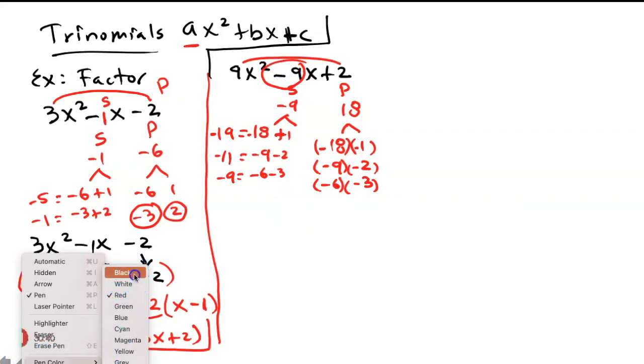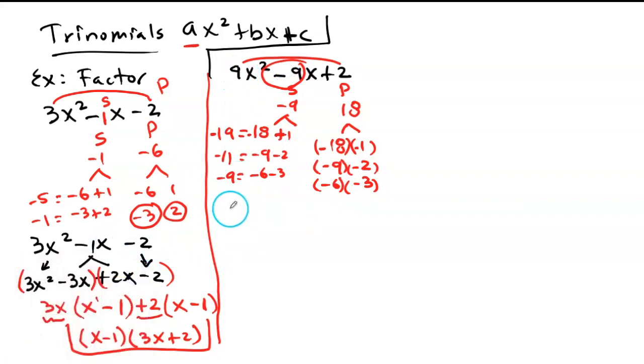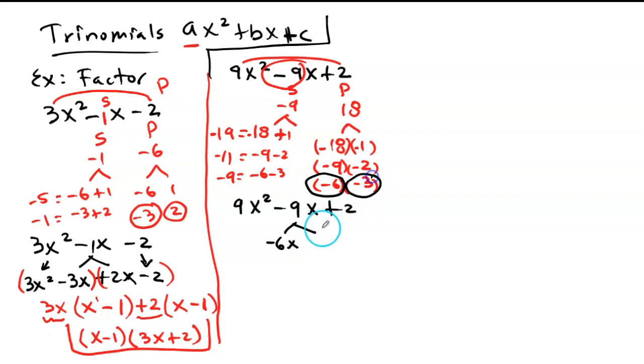What do we do? We rewrite the original problem. 9x squared minus 9x plus 2. I don't change the original. There's a lot of mistakes. People change the 2. People change the 9. No, I do not. I just break the middle value into negative 6x minus 3x. Because if I combine those, I get negative 9. So I'm not changing the values, I just break the middle value.